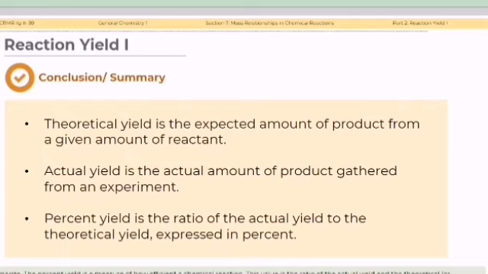To summarize, the percent yield is a measure of how efficient a chemical reaction is. This value is the ratio of the actual yield and the theoretical yield, calculated given an amount of reactant, expressed in percent.